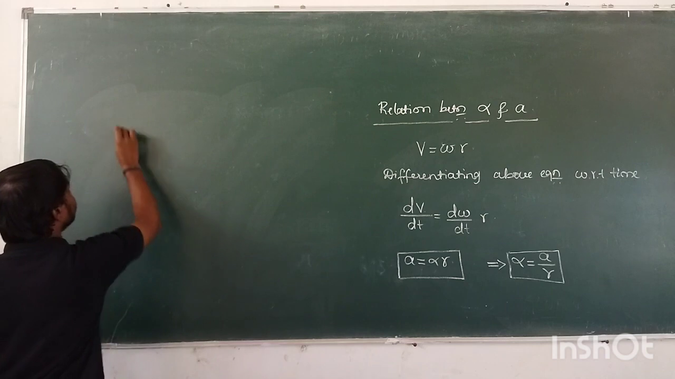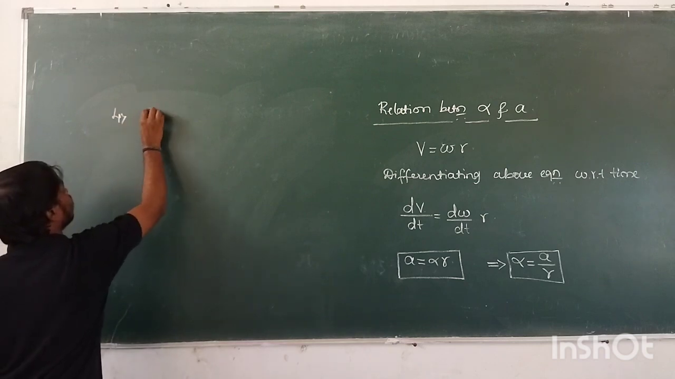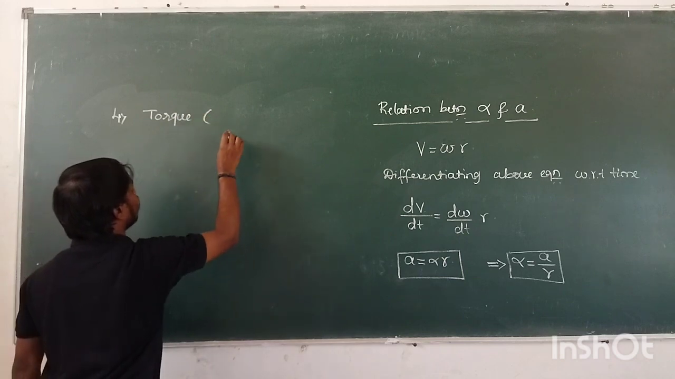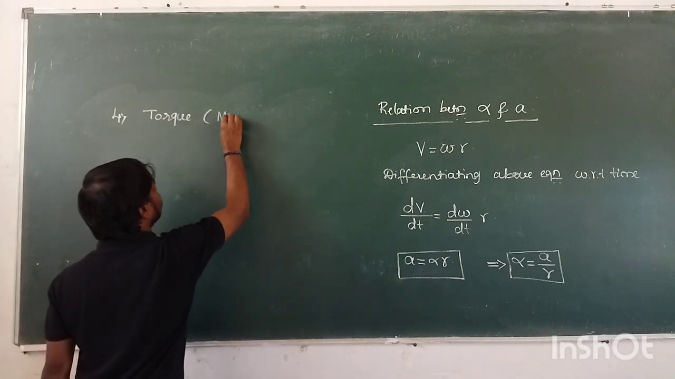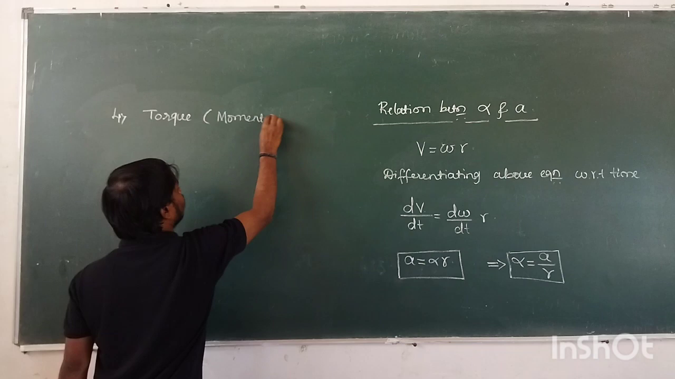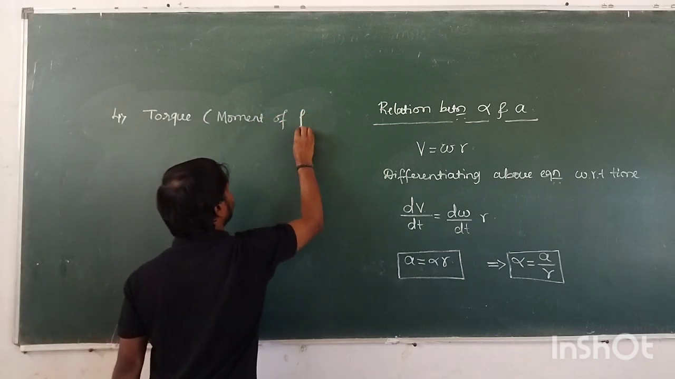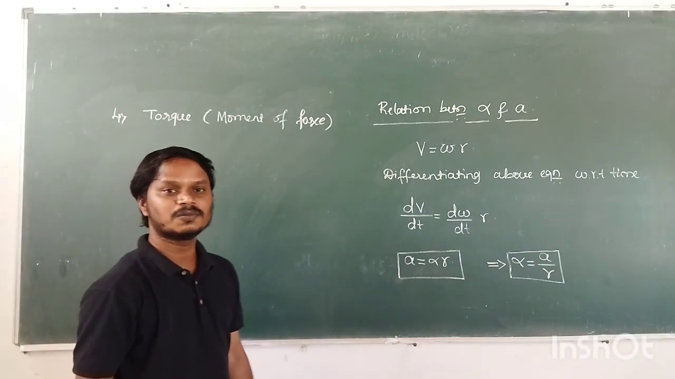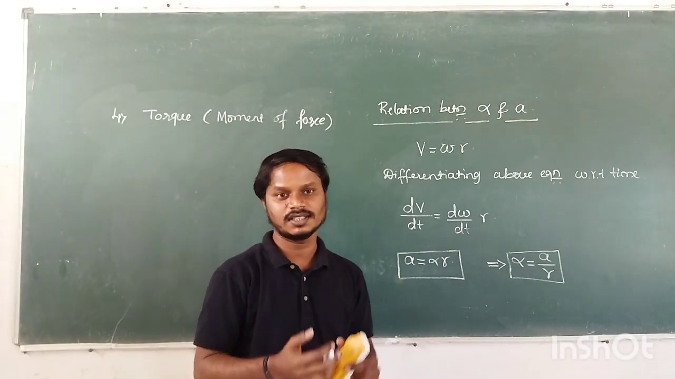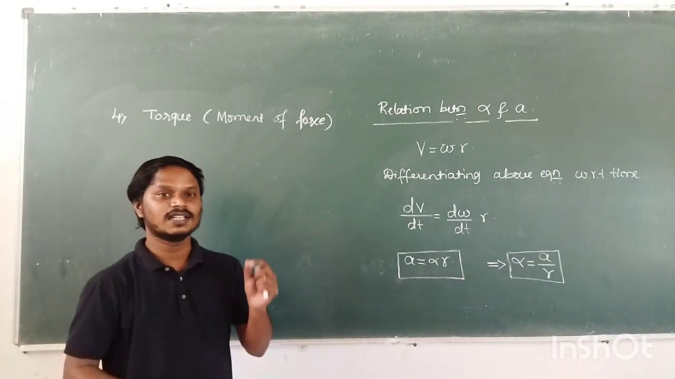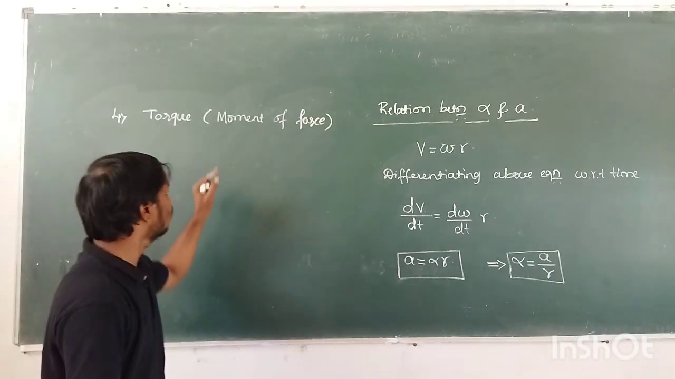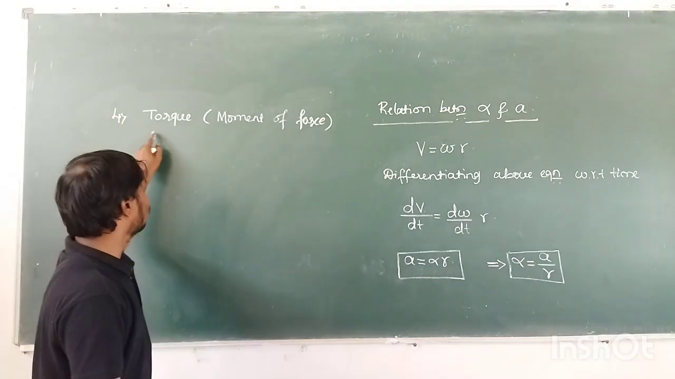Fourth one, that is torque. Torque is also referred to as moment of force. So what is the cause of linear motion? The cause of linear motion is linear force. Then what is the cause of rotational motion? The cause of rotational motion is moment of force or torque.